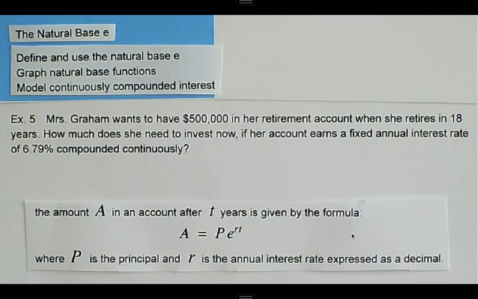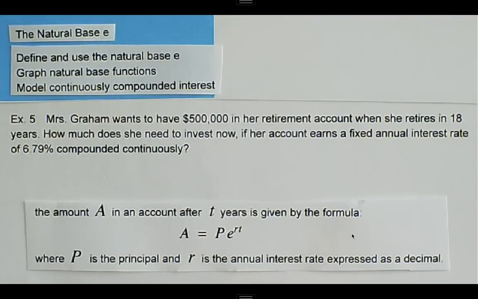We're talking about the natural base e and modeling continuously compounded interest. So we have example 5 here, a word problem. Ms. Graham wants to have $500,000 in a retirement account when she retires in 18 years. How much does she need to invest now if her account earns a fixed annual interest rate of 6.79% compounded continuously? Because it's compounded continuously, we're still going to use the PERT equation.